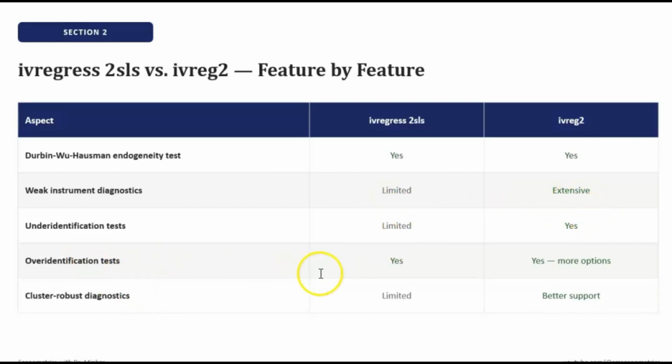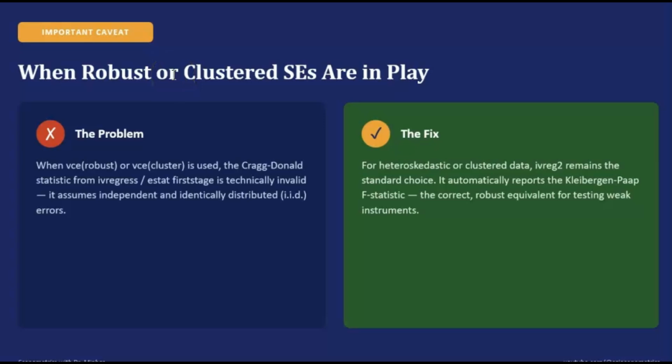Over identification, yes, IVREGRESS has an over identification test, but IVREG2 has more options. And then again, for cluster robust diagnostics, IVREGRESS has limited capabilities, but IVREG2 has better support. In most cases, IVREG2 proves to be a better command than IVREGRESS 2SLS when robust or clustered standard errors are in play.